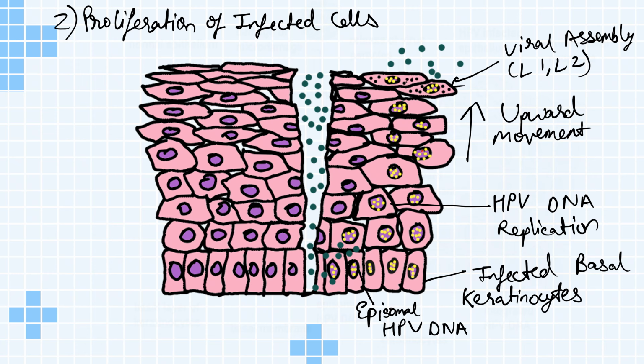As infective cells move upward through the epithelial layers, viral DNA replication continues. In the superficial layers, viral particles are assembled using L1 and L2 proteins. At this stage, the infection is still productive, meaning complete viral particles are being formed. But the real trouble begins because of certain viral proteins.